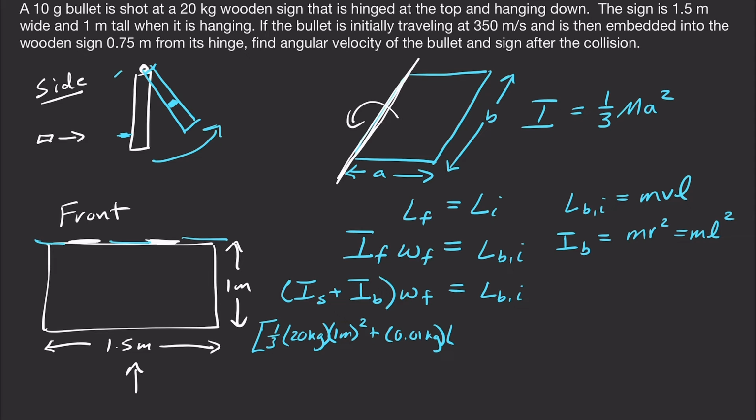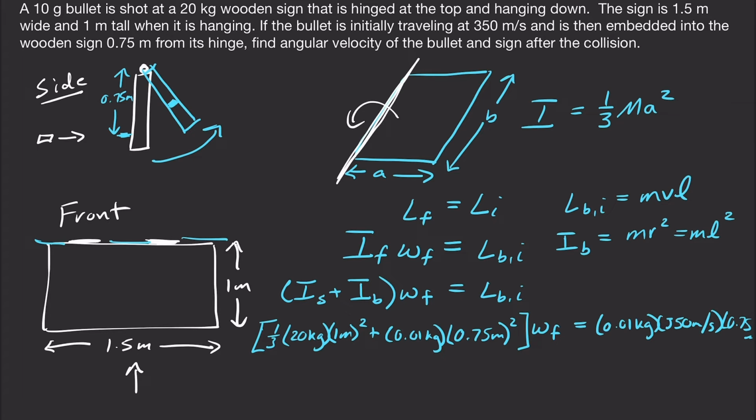Well, it is 0.75 meters when it hits from the axis. That squared times omega F. And this is going to equal the angular momentum of the bullet initially, so mvl. So this is 0.01 kilograms times 350 meters per second times 0.75 meters.